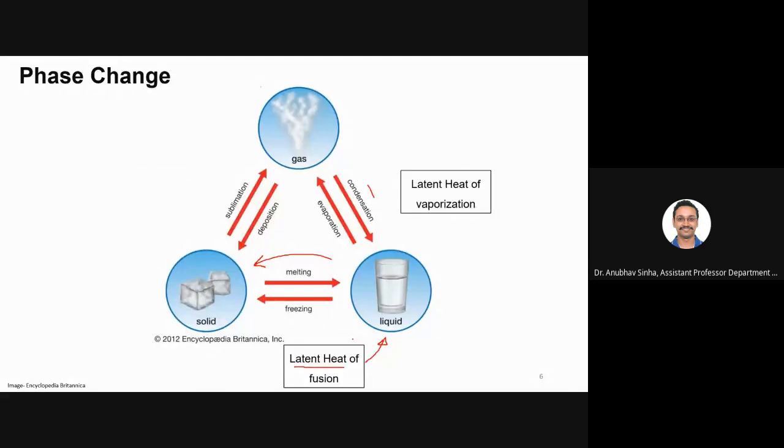Secondly, if you want to evaporate, you have to add latent heat of vaporization, right? Similarly, we have latent heat of sublimation. If you remove that heat, the solid will directly transfer to become gas or vapor. Okay, so basically, whenever you want to change a phase, you have to either add or remove latent heat. That is the basic idea.